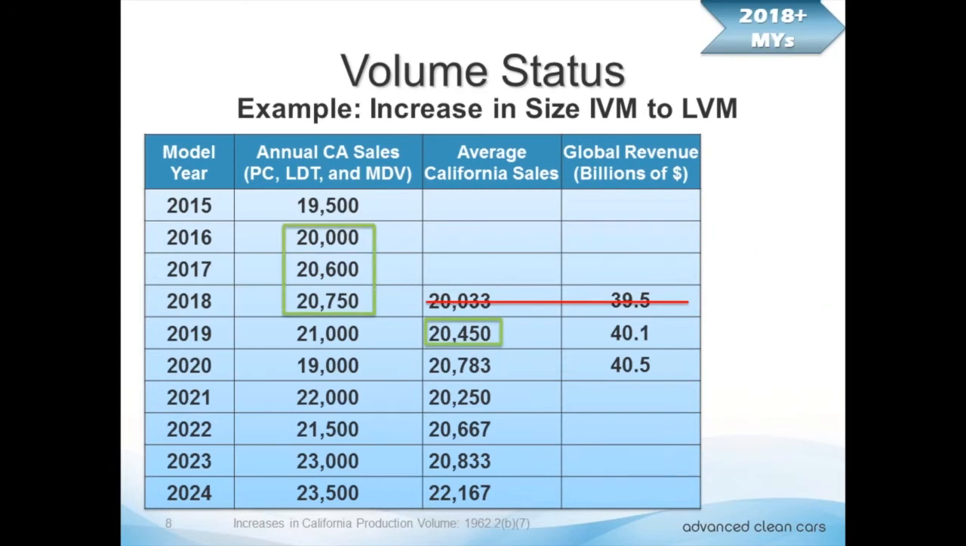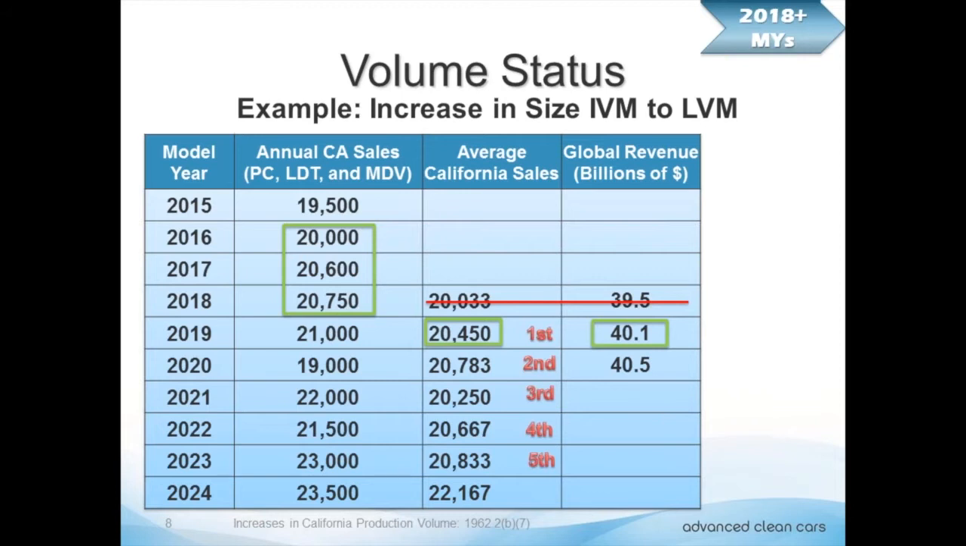This manufacturer will continue to have average California sales in excess of 20,000 and a global revenue exceeding $40 billion in model year 2019, making this the first year that will now count toward the five consecutive three-year averages needed for transition.